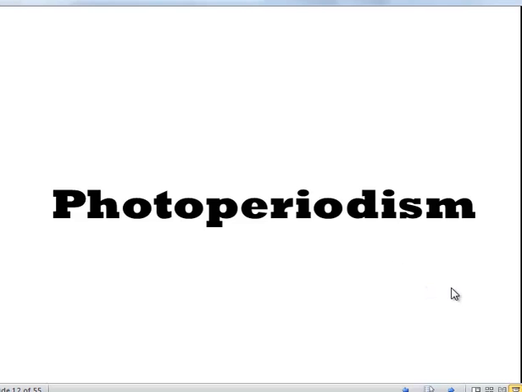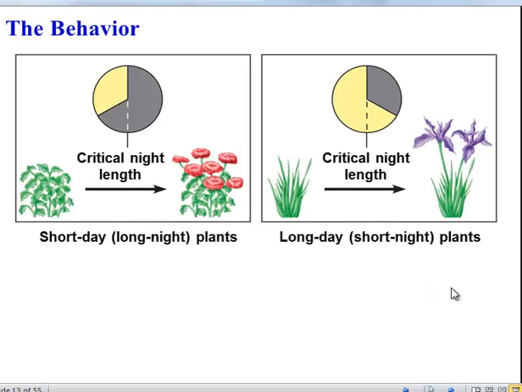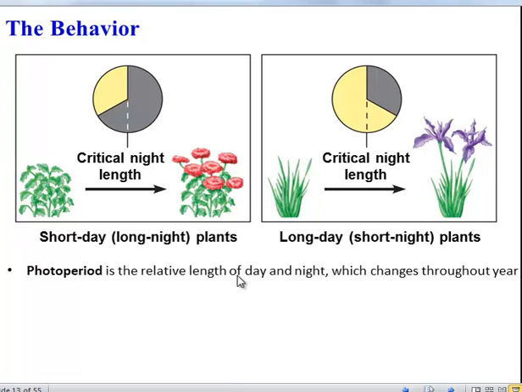A related behavior is called photoperiodism. And photoperiodism is just what it sounds like. A photoperiod is the relative length of day and night. So a long photoperiod means a lot of light during the day, and a short photoperiod means not a lot of light during the day. And we know that this changes throughout the year. Photoperiods are longer in the summer than they are in the winter.